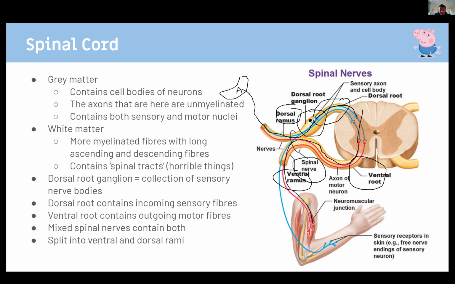So your ventral ramus, ventral meaning in front, will go to the front of your body. It might go to your arms or your chest, but your dorsal ramus, dorsal meaning behind, will go to your back. So yeah, that's just a basic overview. It can be quite confusing at the start, but you'll see this diagram more and more, and you'll become more familiar with it over time.